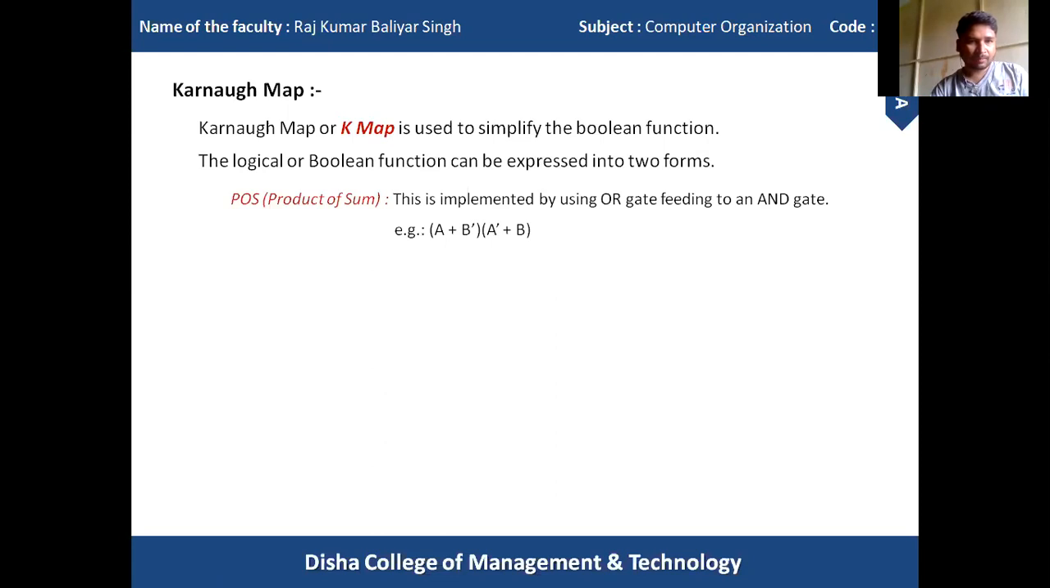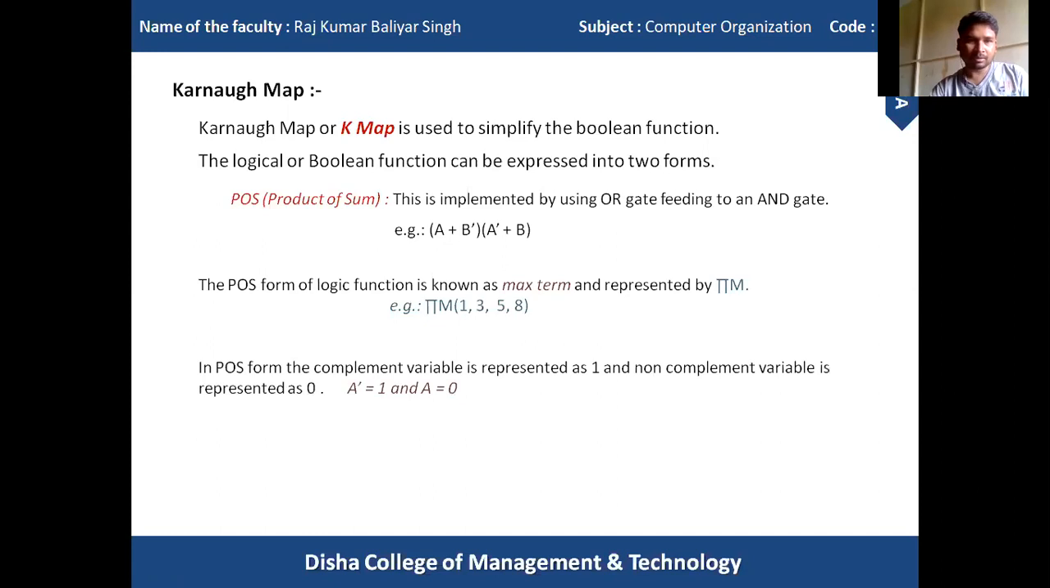So the Boolean expression or Boolean function can be divided into two forms. One is POS, another is SOP. The POS is called product of sum. It is represented like this: (a plus b) whole naught dot (a naught plus b). Like this, we can represent the Boolean function. The product of sum is also known as the max term, which is represented by pi of m. And we have some rules for implementing this POS.